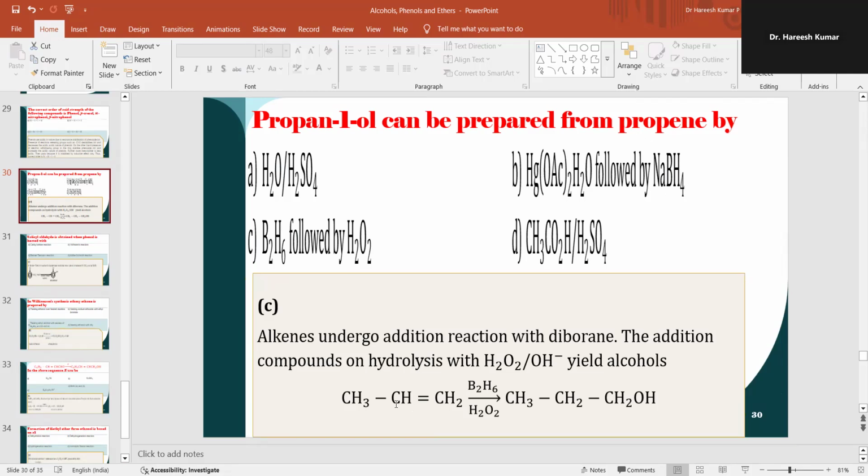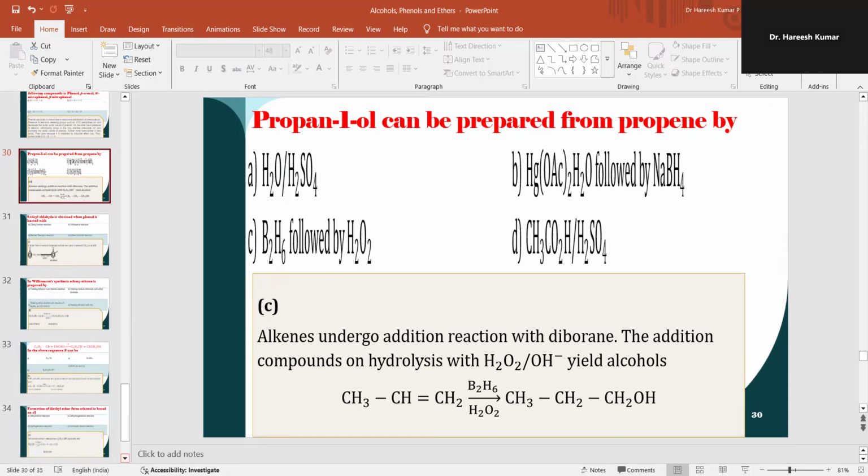So here is the reaction. The double bond reacts with diborane followed by H2O2. That means this is the correct answer. Option C will be the correct answer. That means a double bond reacts with borane. You know that borane BH3 will add to the terminal carbon atom, and that BH3 is replaced with hydrogen peroxide, which gives rise to alcohol as the product.